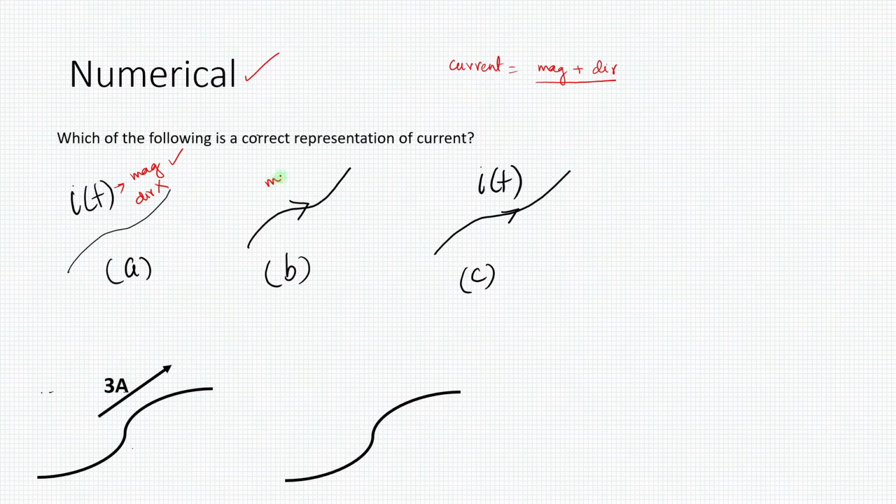In the second option, there is no magnitude, but there is a direction. So this is also not a correct representation. In the third case, the magnitude is I of t, and there is a direction which is given. Let me call these two points 1 and 2. So the direction is from 1 to 2. So it has a direction also. So here the answer is C. C is the option which has a correct representation of current.